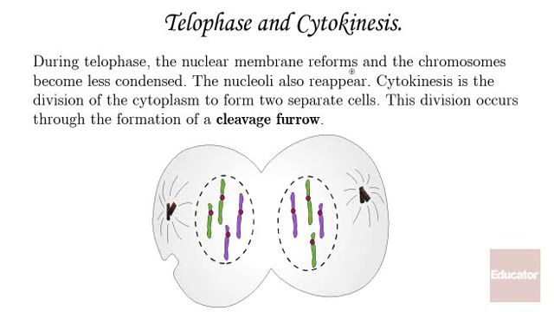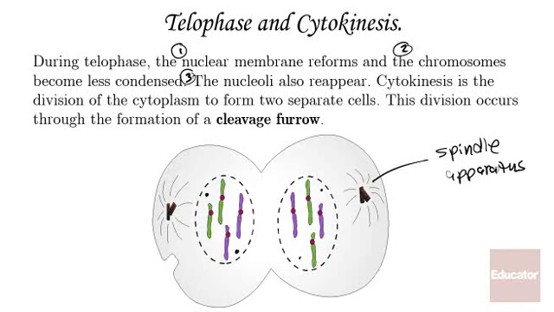Chromosomes become less condensed. I mentioned that during prophase, the chromosomes condense, the chromatin condenses, and the chromosomes become visible under light microscopy. Now the chromosomes are going to decondense, and you're not going to be able to see them with a light microscope anymore. Nucleoli reappear. They disappeared during prophase, they're reappearing now. So we have nuclear membrane reforming, chromosomes becoming less condensed, the nucleoli reappear, and the other thing, notice, is that the spindle apparatus is going to break down. It formed in prophase, it's going to break down now. It's not needed anymore.